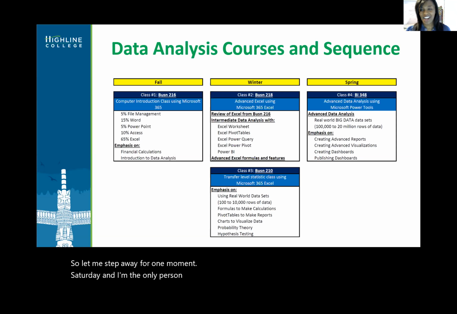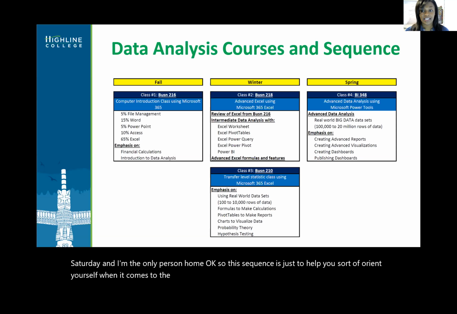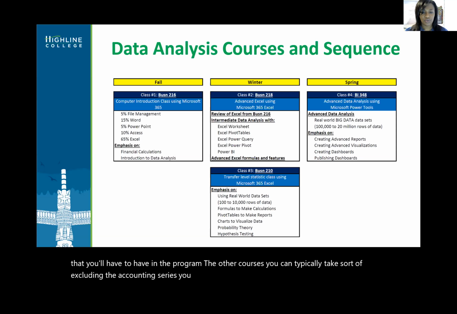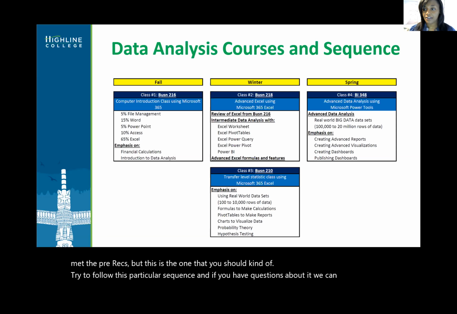So this sequence is just to help you orient yourself when it comes to the data analysis courses. This is one of the main sequences that you'll have to have in the program. The other courses, excluding the accounting series, you can typically take in any random order once you've met the prereqs. But this is the one that you should try to follow in this particular sequence. And if you have questions about it, we can certainly answer those later.